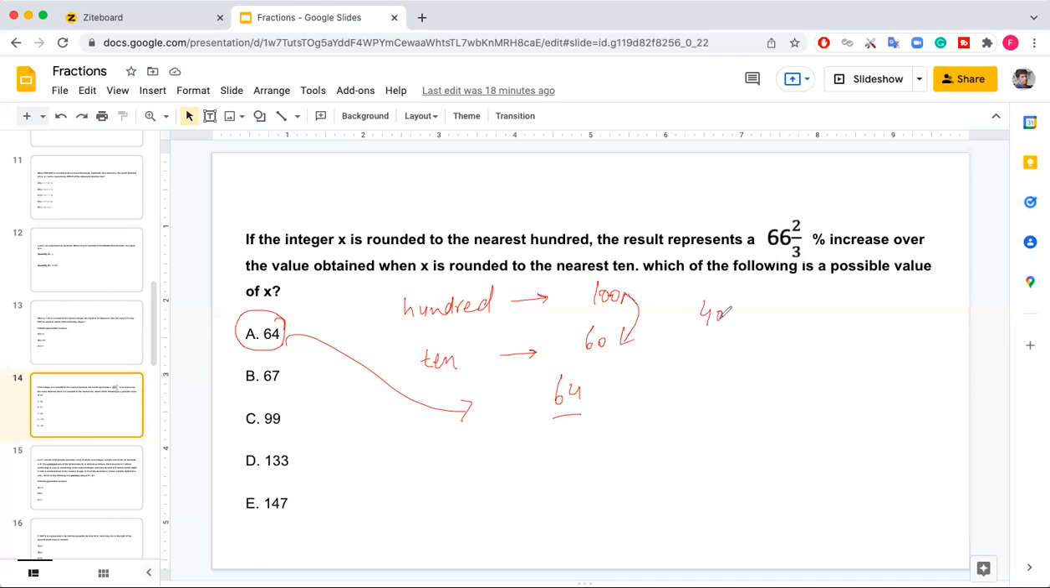And for the percentage, we must have some value below. So what will be the value, 60 or 100? 60. It is the increase over the value obtained, right? So this is 60 multiplied by 100 as a percentage. So this came out to be 66.67% or 66.23%, right?